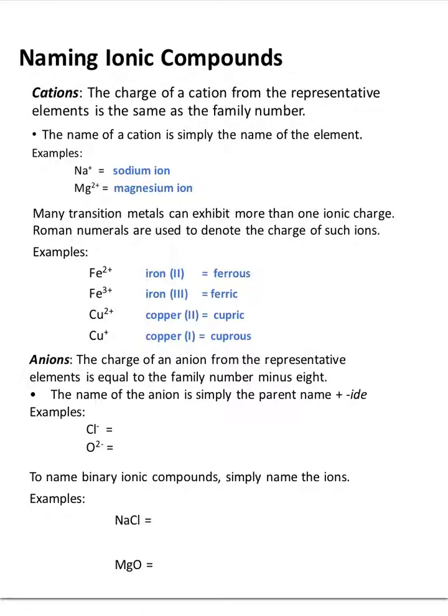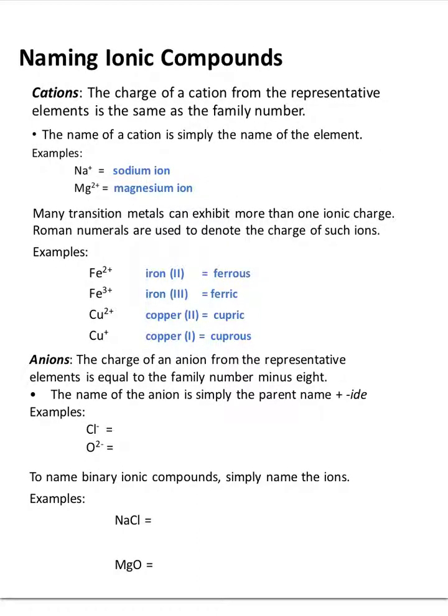So generally speaking, if it's any of the ones that are not in the transition metal block, we just take the name right off the periodic table and throw the word ion onto the end of it. If it's something that falls in that center block, we name it as is and then include the Roman numeral after it with the charge of what we're talking about.